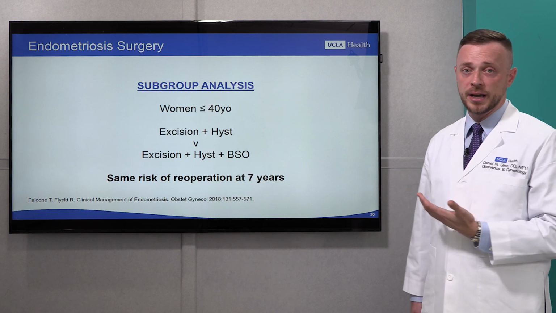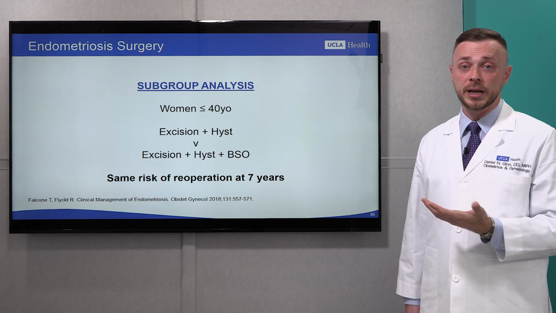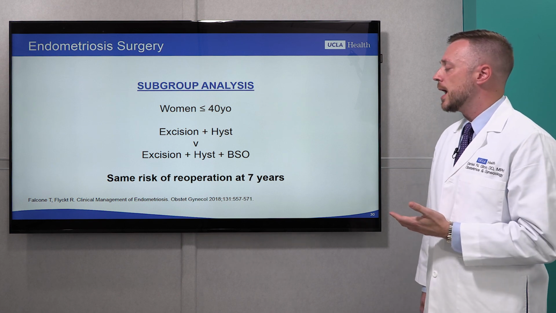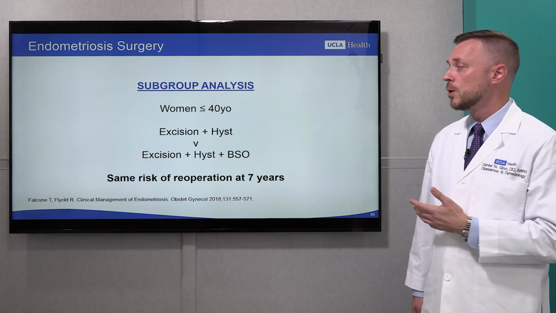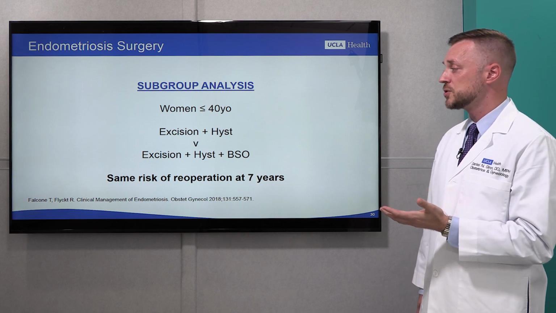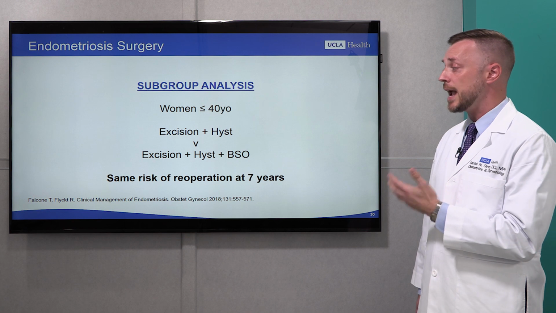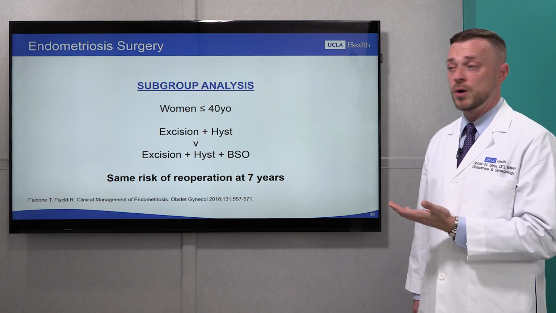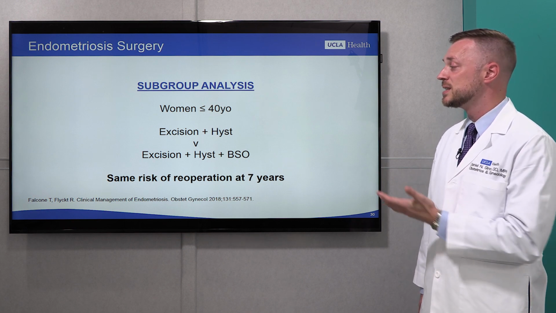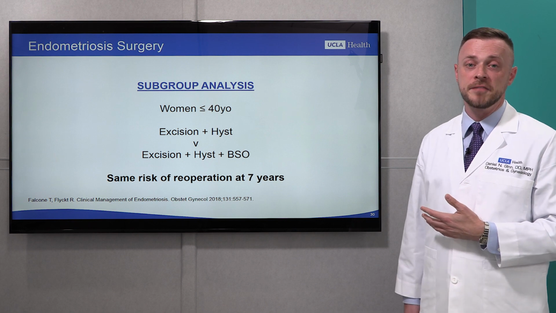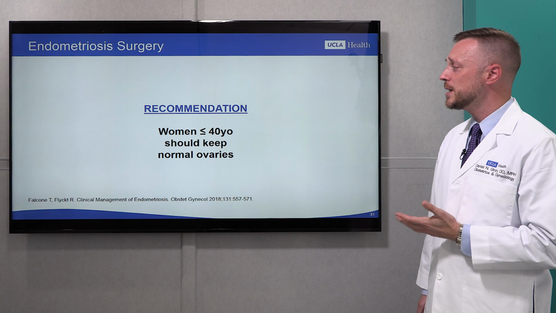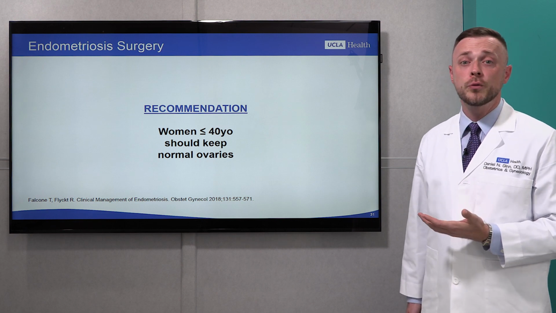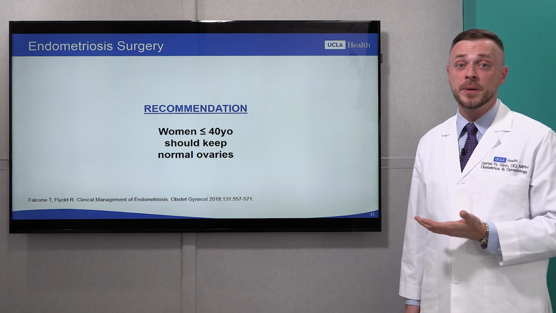They did a subgroup analysis looking at women who were 40 or under. And so they looked at patients who had excision of endometriosis plus a hysterectomy versus those who had a hysterectomy, excision of endometriosis, and the BSO removing both of the ovaries. And what they saw instead was the same risk of reoperation at the 7-year mark. And so the take-home message for that is for patients who are at or under 40, if the ovaries themselves look normal, they should keep them both.